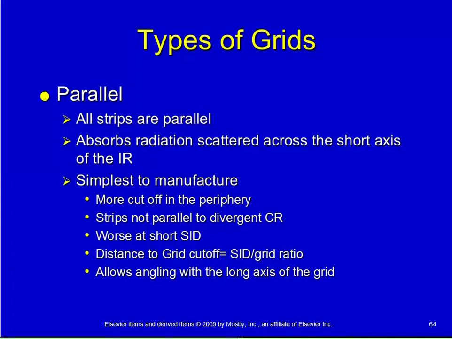That's important to note because you can angle with the length of the table. If the grid strips were going parallel to the short axis of the table, and you tried to angle for, let's say, a Towne's view, then you're going to be angling against the grid strips and it's just not going to work. So all grids, this is not unique to parallel grids, parallel grids and focused grids, the grid strips travel with the long axis of the table, or they're vertical on a vertical bucky. So it's simplest to manufacture. The problem is you get more cutoff in the periphery.